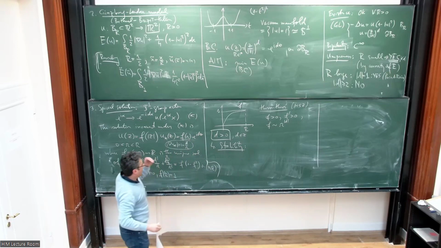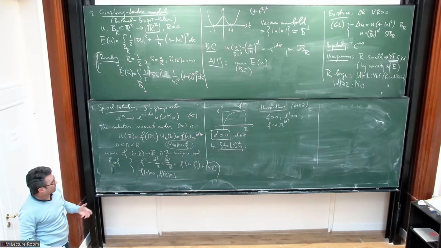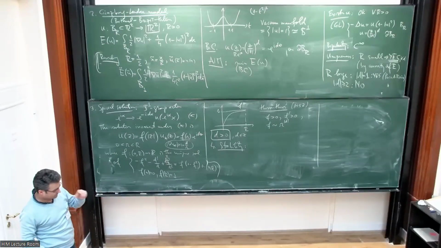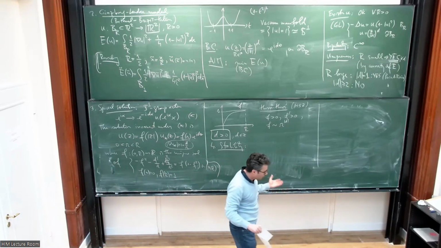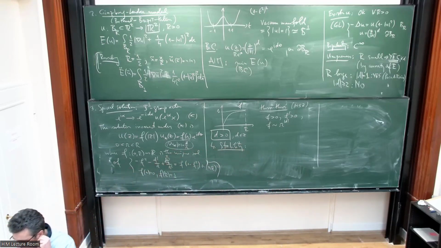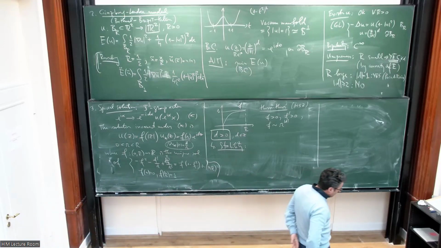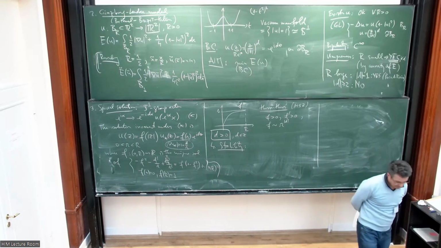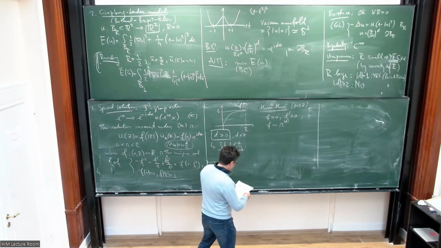What I mean by stability: you have a functional, and you look at the second variation at your critical point. If it's positive, then it means it's stable, and if you can shoot in one direction and the second variation is negative, then you are unstable. Okay.